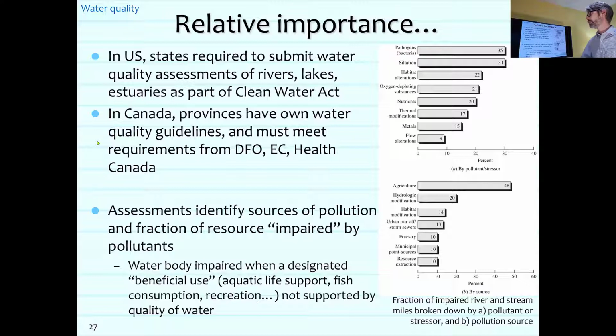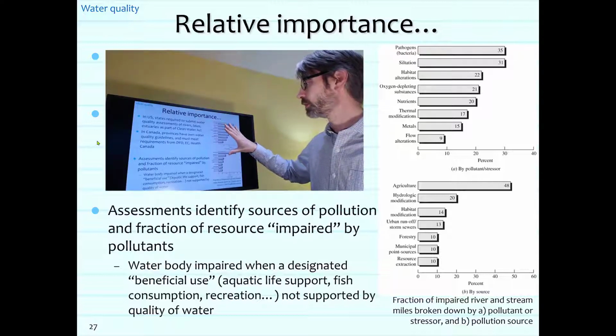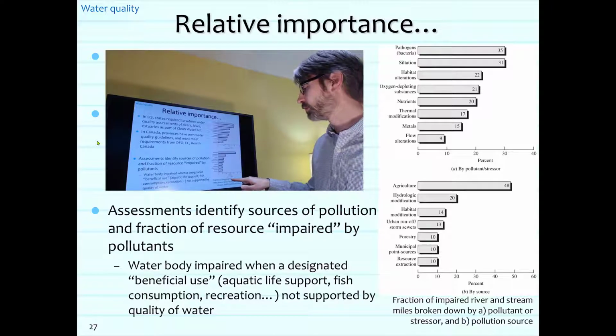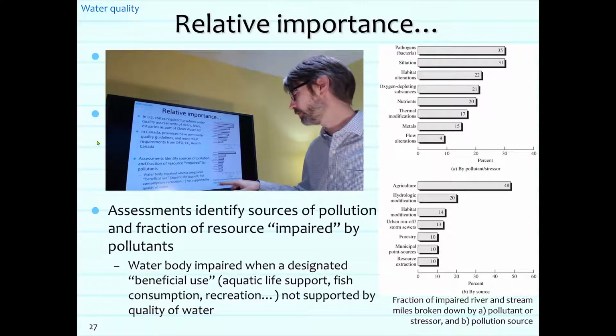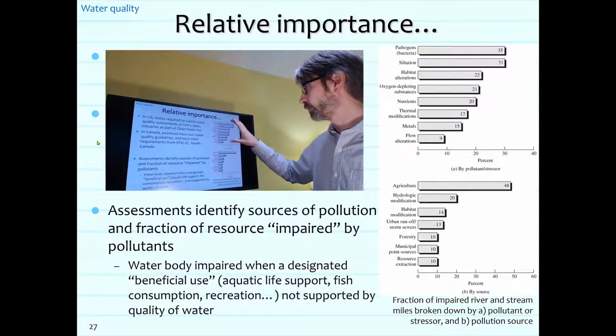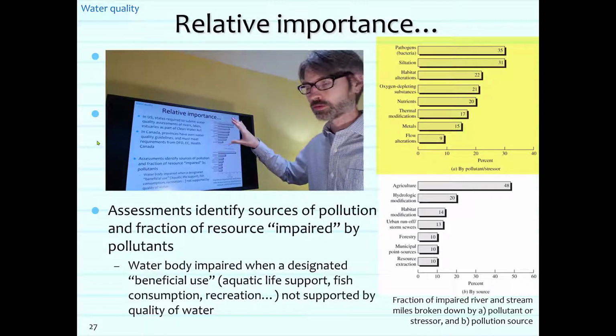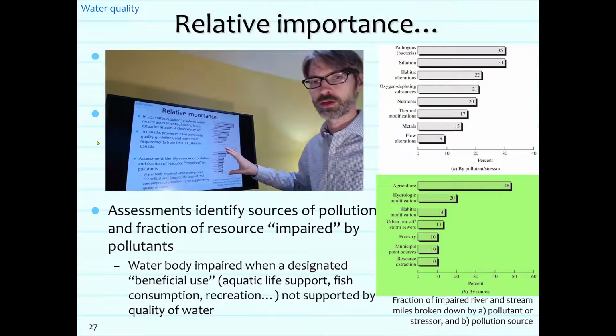Assessments are intended to identify sources of pollution and the fraction of the resource that's impaired, quote unquote, by pollutants. What they mean by this term is a water body is called impaired when a designated beneficial use, which might be aquatic life support or fish consumption or recreation, is no longer supported by the quality of water. This figure here shows the fraction of impaired river and stream miles in the United States, broken down by, first of all, the pollutant or the stressor, and secondly, by the source of the pollution.